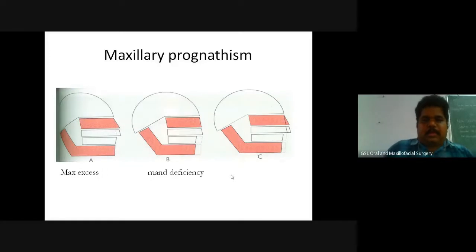Let's go to this diagram. The top part is your skull, and the lower part, the red part, is your maxilla, and the white block is the dentoalveolar portion of the maxilla. The same holds for the mandible, and this is the dentoalveolar part of the mandible. When you say maxillary excess, you can see both the dentoalveolar component as well as the skeletal component is more ahead of your mandibular component. The prognathism can be because of excessive growth of the maxillary part or deficiency in the mandibular part, so you can anticipate both in the same scenario.